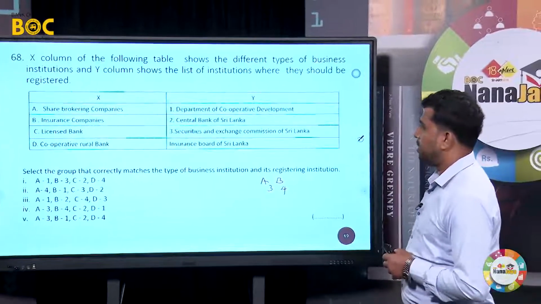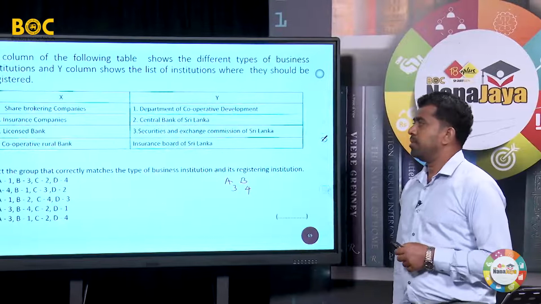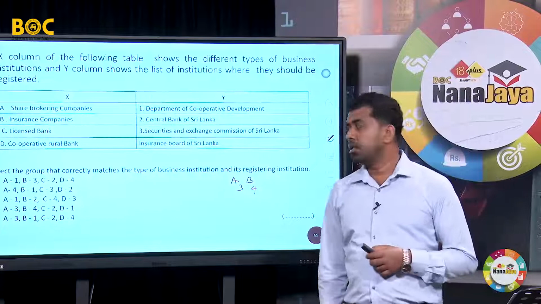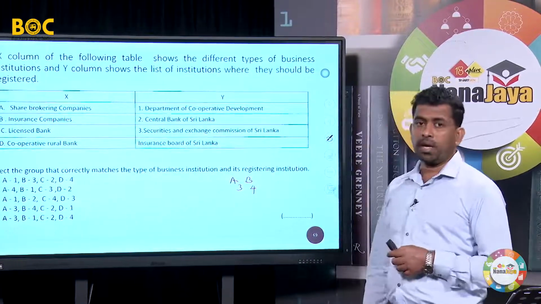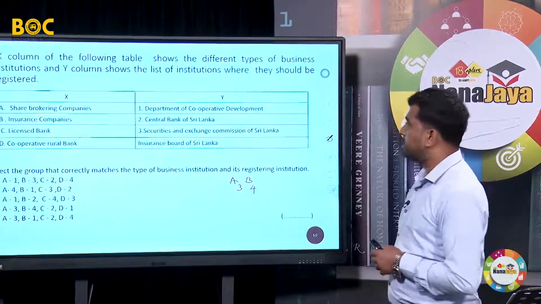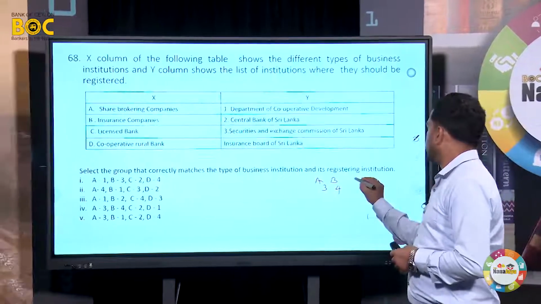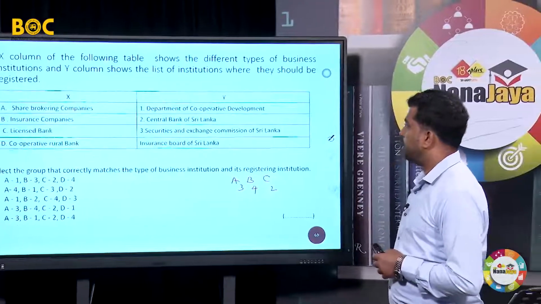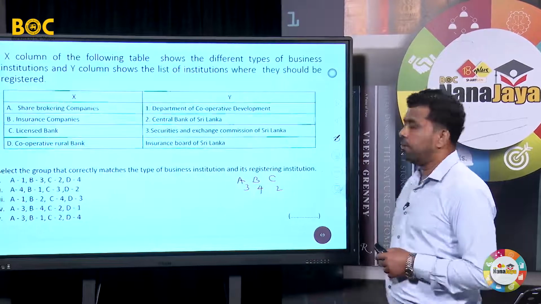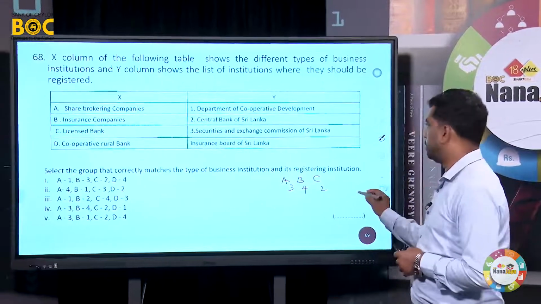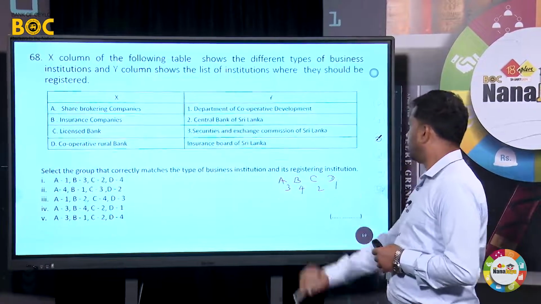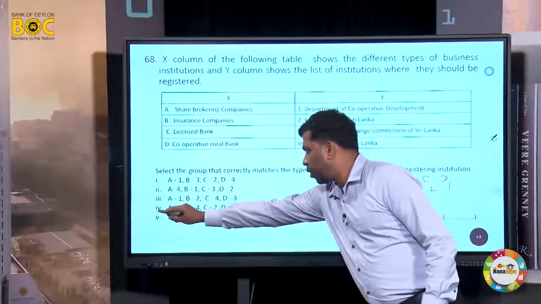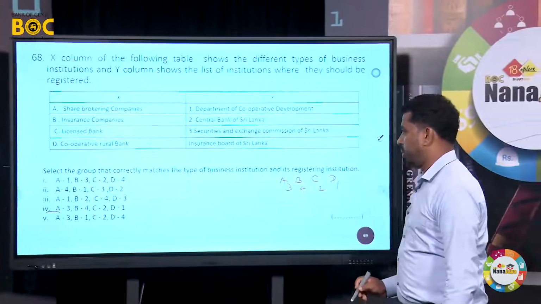Licensed commercial banks or licensed specialized banks should be registered, or have to get permission from the Central Bank of Sri Lanka, to carry out their banking activities. Second one, cooperative rural banks, Department of Cooperative Development. One for D, 3, 4, 2, 1. It is in the fourth option in the given options.